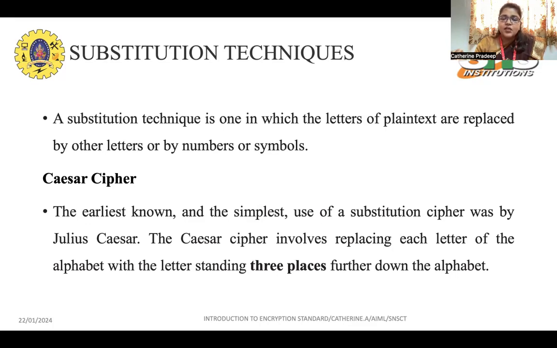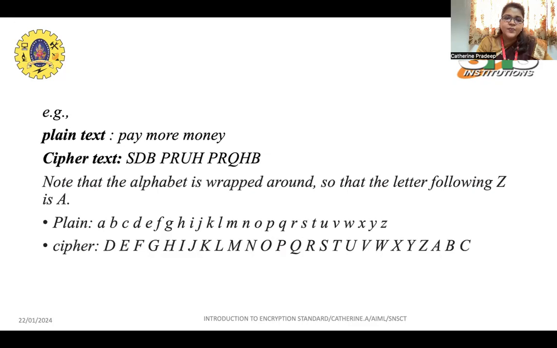The earliest known and the simplest use of a substitution cipher was by Julius Caesar. The Caesar cipher involves replacing each letter of the alphabet with the letter standing three places further down. So he took a shift of three from the original letter. Let me show you here. In this table of plain text and ciphertext, for every alphabet in the plain text, he has taken three shifts.